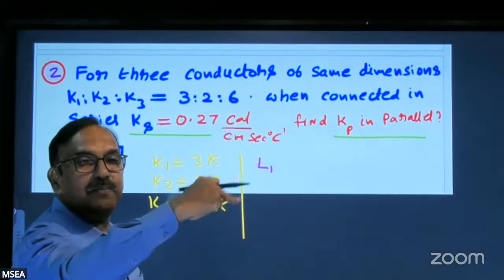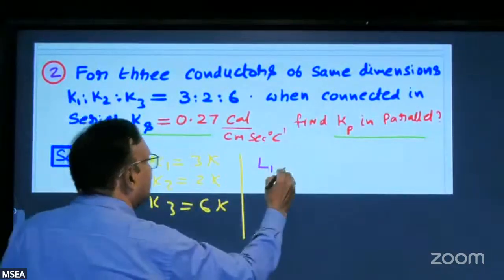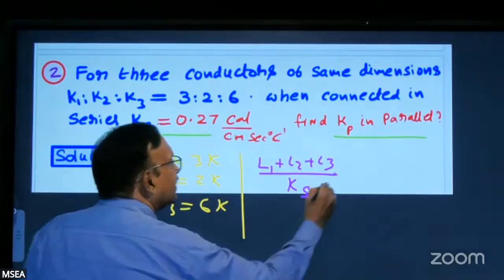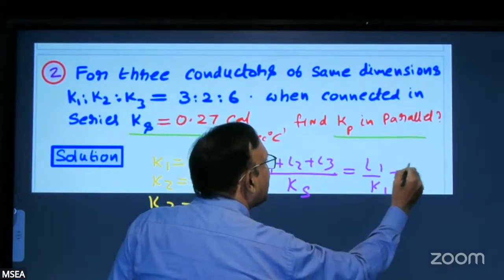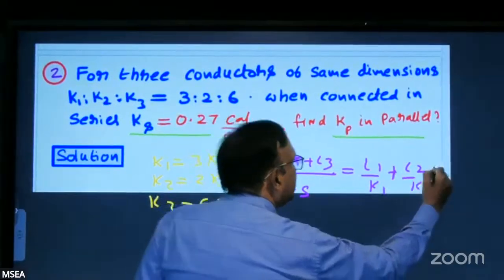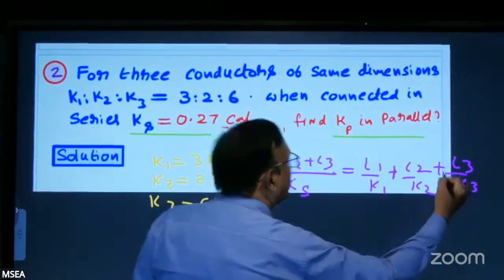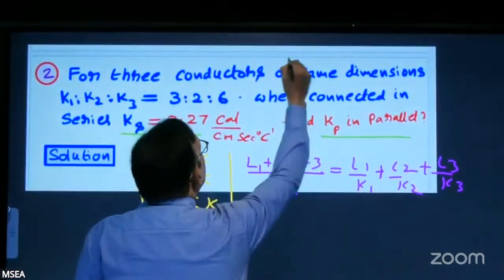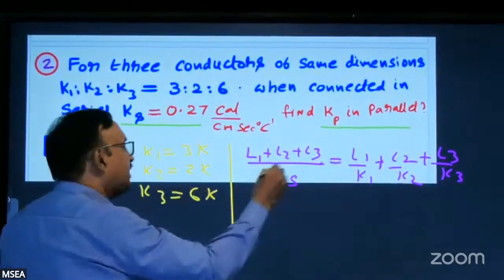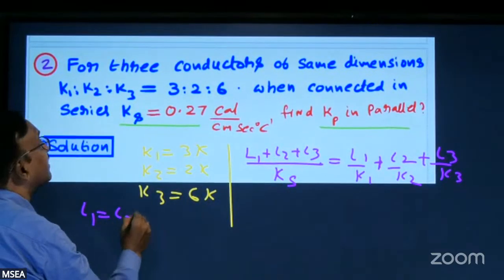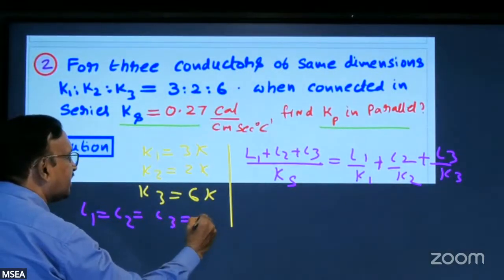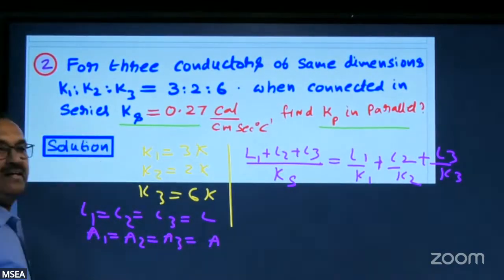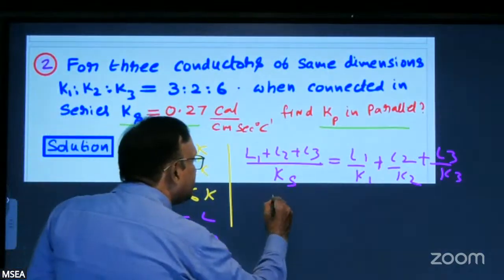It starts with L net by K net in series. L net means total length, that means L1 plus L2 plus L3 divided by K net. That means Ks is equal to L1 by K1 plus L2 by K2 plus L3 by K3. Recollecting this formula is a must, to be frank. Since all three conductors are of the same length, each is equal to L. As per the starting wordings, L1 is L2 is L3 is L. Similarly, same dimensions, A1 is A2 is A3 is A. Now L1 plus L2 plus L3 comes out to be 3L.